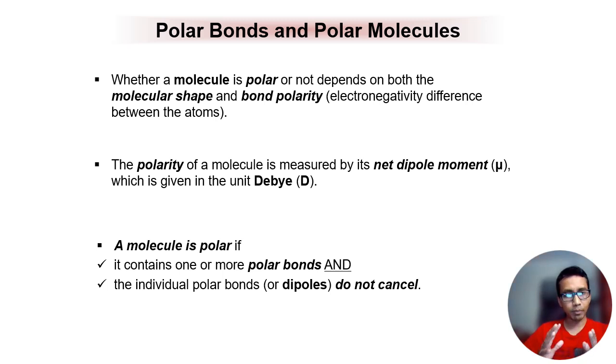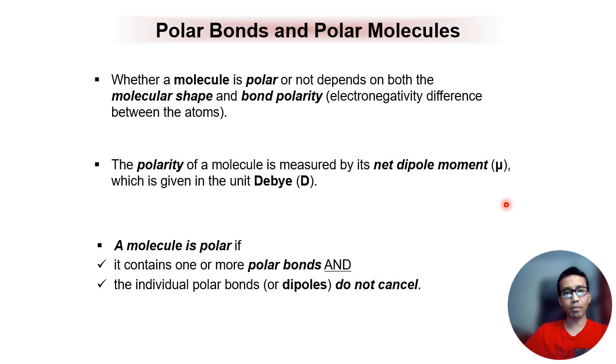So we talked about polar bonds. Now, how do polar bonds explain polarity of molecules, or whether a molecule is going to be polar or not? Whether a molecule is polar depends on two different factors. One is the molecular shape, that is determined by VSEPR theory, as we saw earlier, as well as the bond polarity, as well as what kind of bonds are present in that molecule. Well, we'll see a couple of examples in the next few slides.